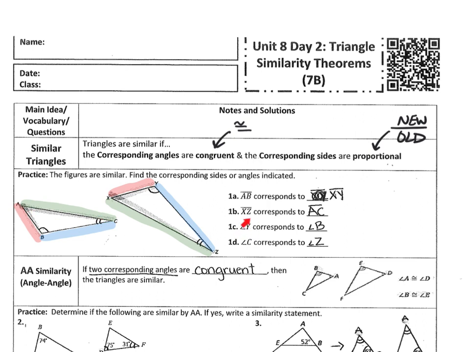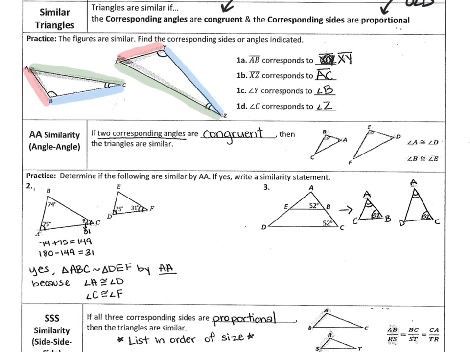This part says angle Y. Angle Y has one arc mark. So angle B has one arc mark. They are corresponding. They're congruent. Angle C has two arc marks. Angle Z has two arc marks. They're corresponding. Sound good? Fabulous. Okay, that's a review of what we did last class and what you did on your bluket.